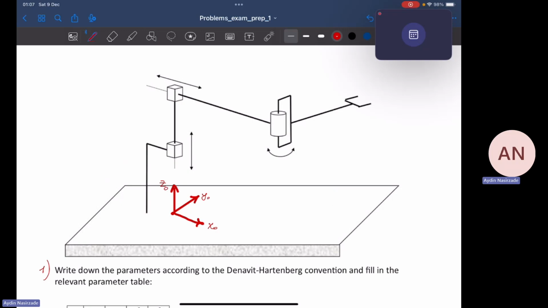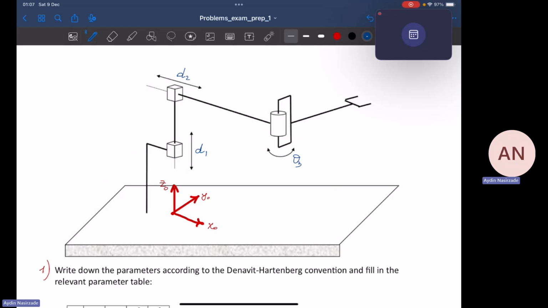Now I have joint variables as well, right? Let's say this is D1. We know that the joint variable for the prismatic joint is D, the distance that the prismatic joint moves along. Then we have another joint, which is again a prismatic joint. D2 is the joint variable for the second joint. And finally, my third joint is a revolute joint. I'm talking about this one, and the joint variable for this particular joint is going to be Theta 3.